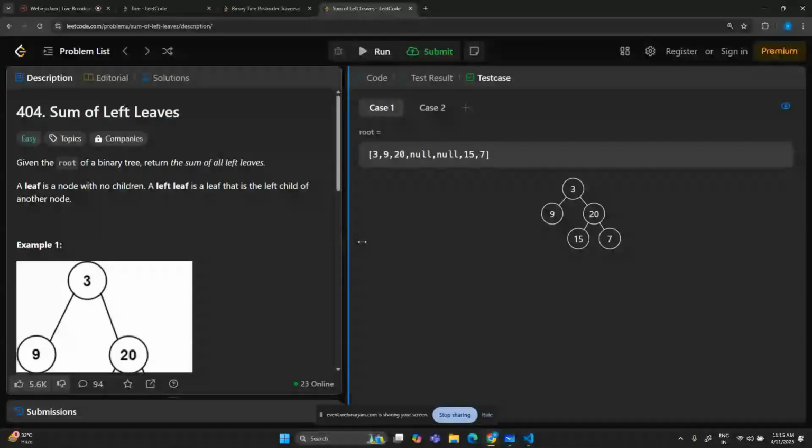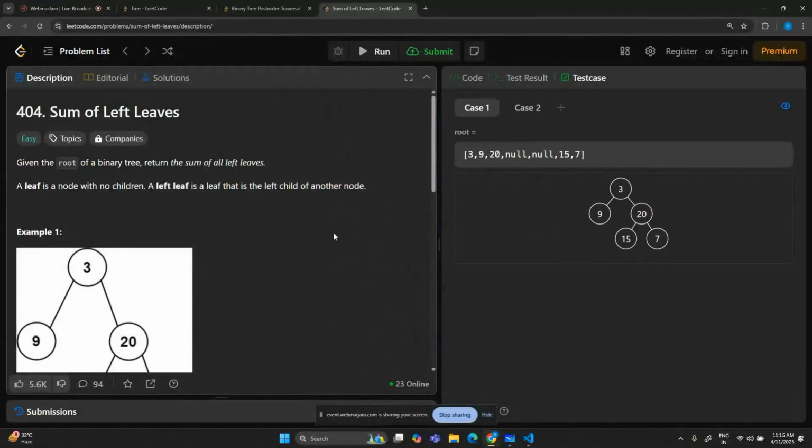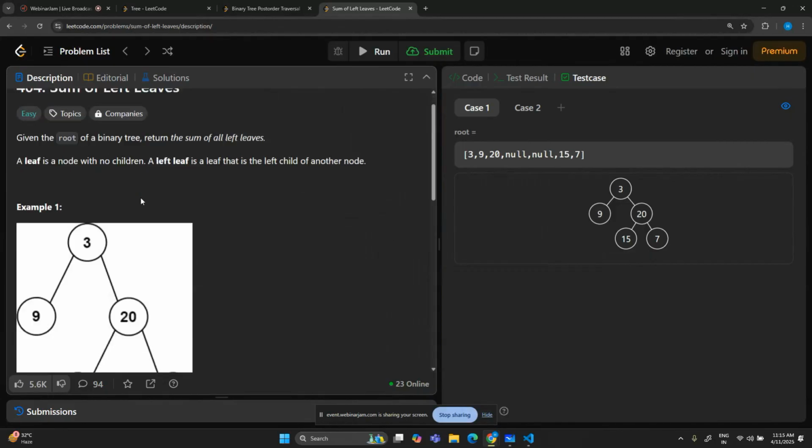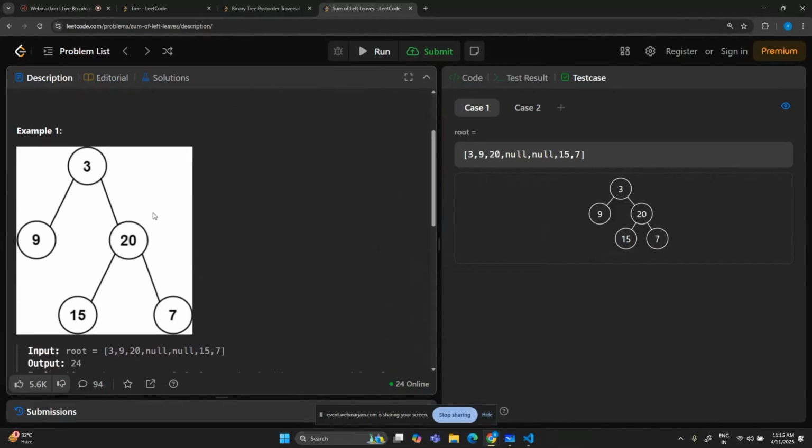Class, now there is a very interesting question. The question number is 404. Let's discuss that. Class, this question number 404. The question is saying you are given the root of a binary tree, return the sum of all the left leaves. Means class, it's 3, 9, 20, 15, 7.